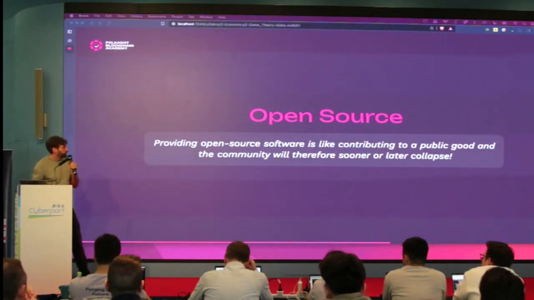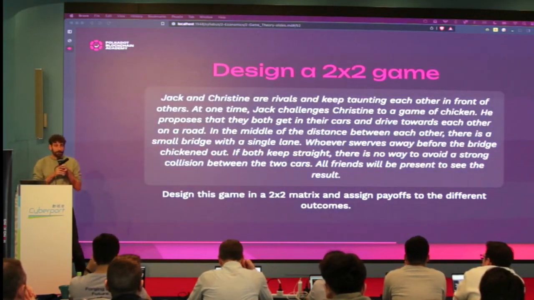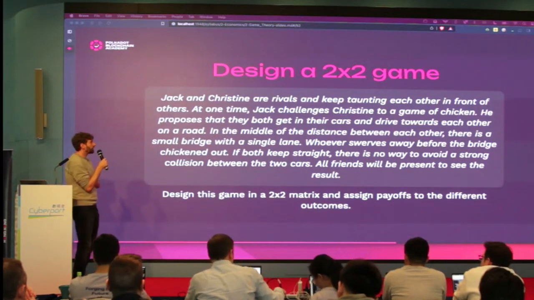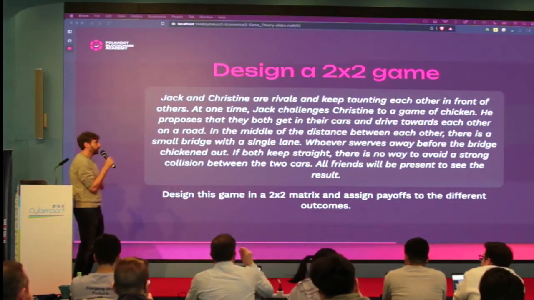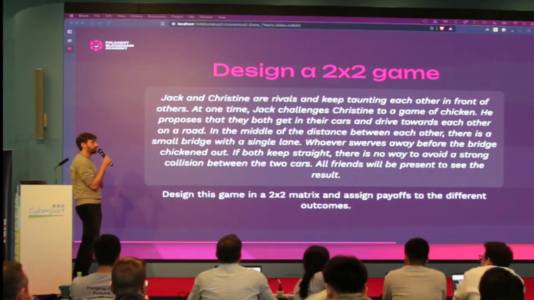Okay, let's move on to the next one. Let's design a game. Let's design a 2x2 game. And the story goes as follows.